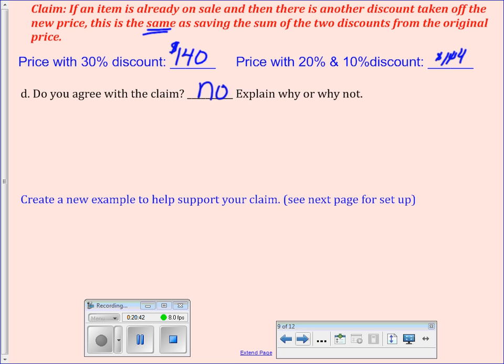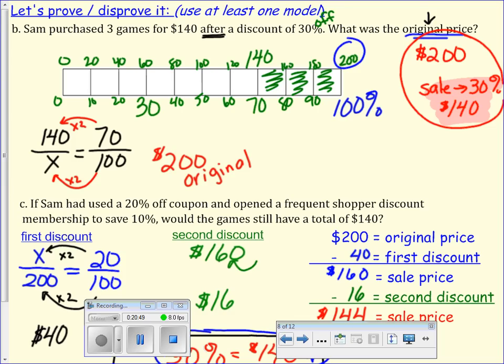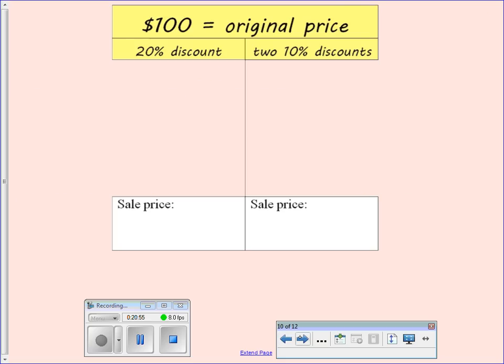So on your homework, I would like to see it set up just like this. Original, first, sale, second. Remember that your homework should always match the class notes that we took in class. Okay? In summary, one more time, let's take a look at this last example to prove it one more time.